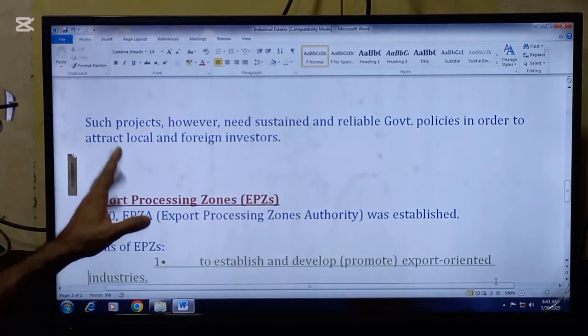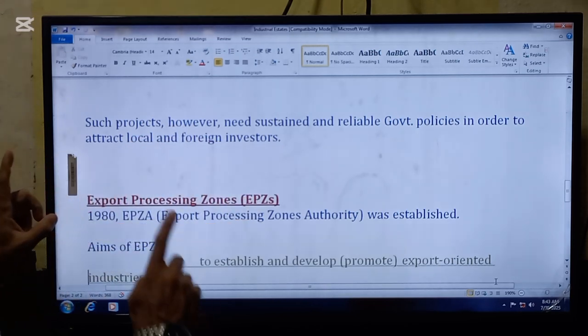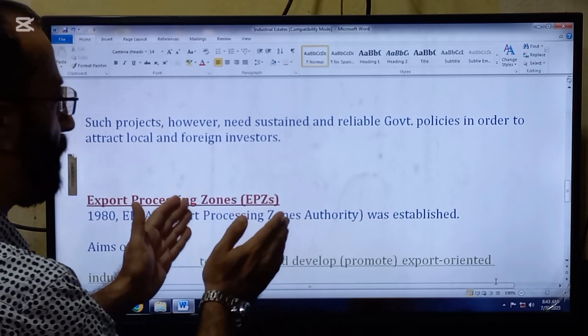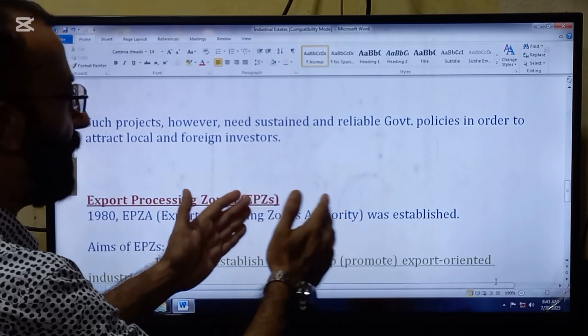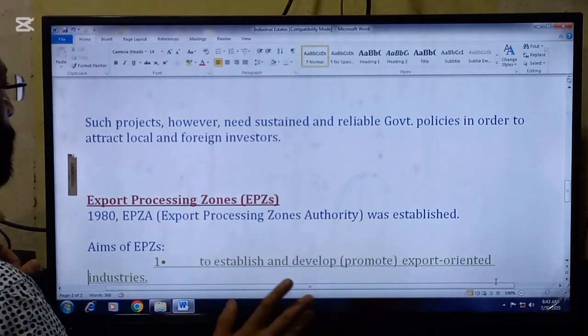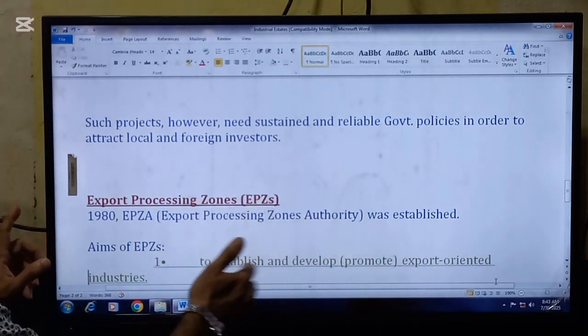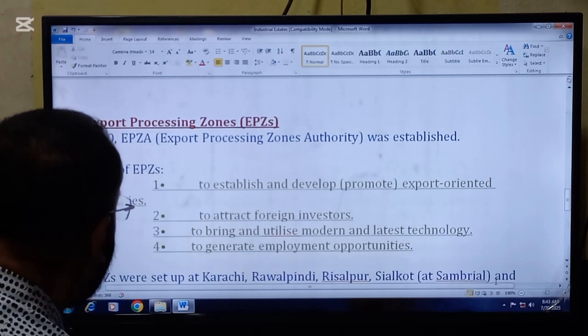So the thing required in this kind of project is sustained and reliable government policies, because in Pakistan it normally happens that when the government changes, the policies change. So sustained and reliable government policies are required if you want to promote these kinds of areas. Then the private sector will invest.